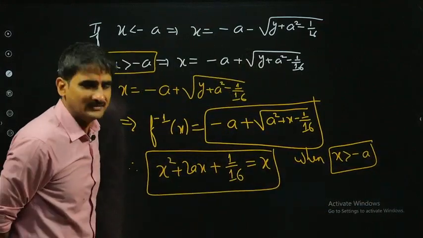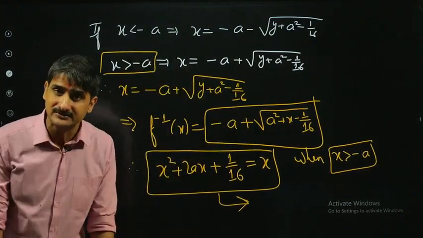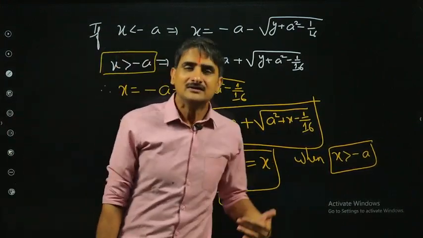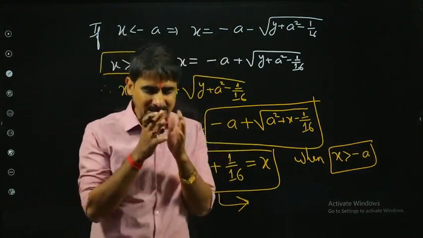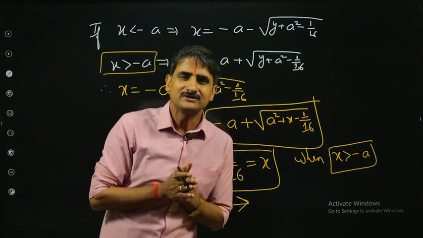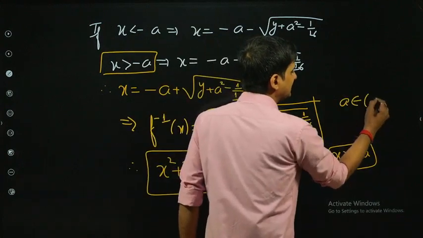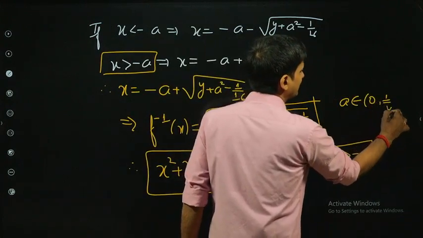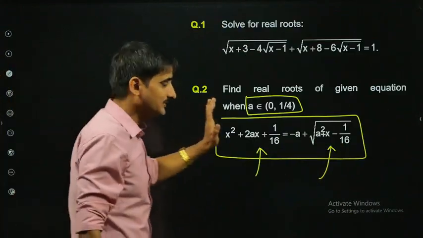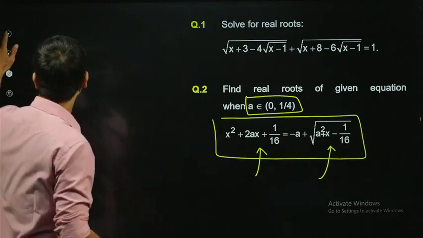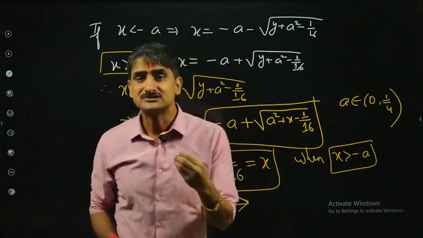That's it. Now you can apply the quadratic formula, and that x will be useful for us which is greater than minus a, and remember that a lies in the interval 0 to 1 by 4, if I am not wrong here. So a lies in the interval 0 to 1 by 4. See, now you got a simple quadratic in x. We can apply the quadratic formula and then solve it.